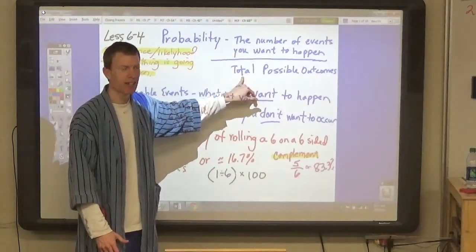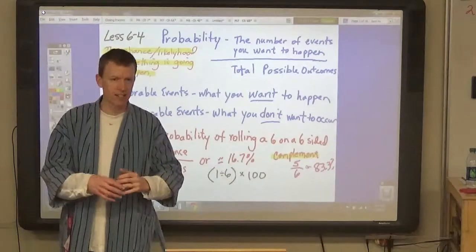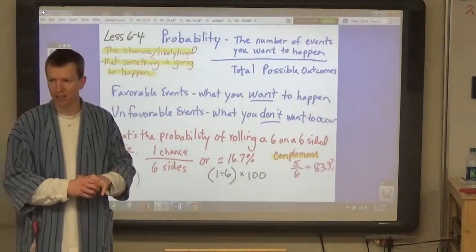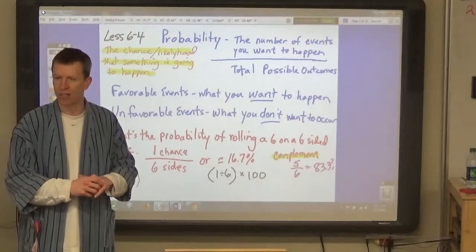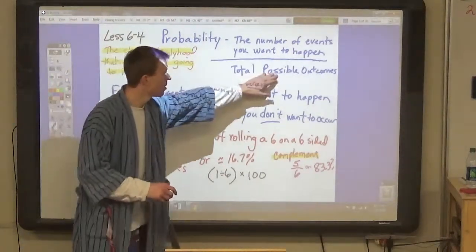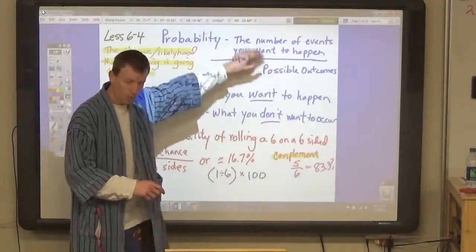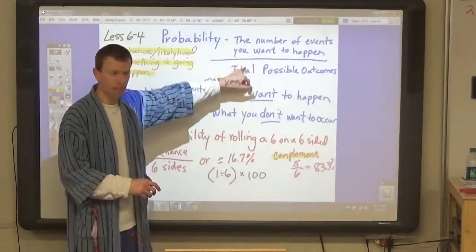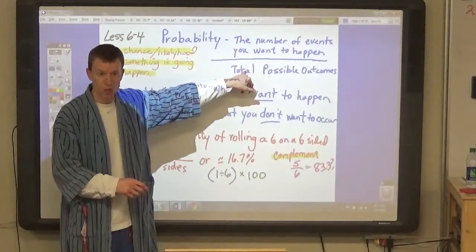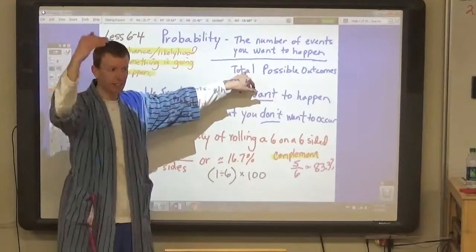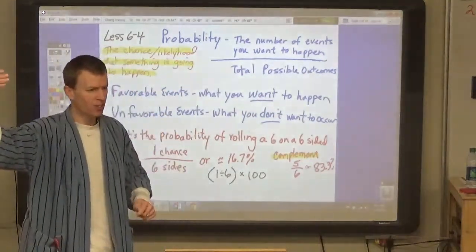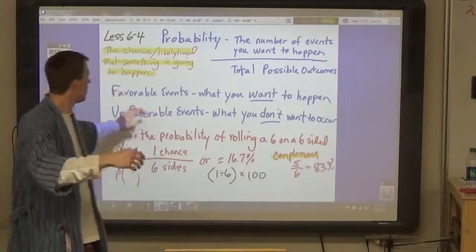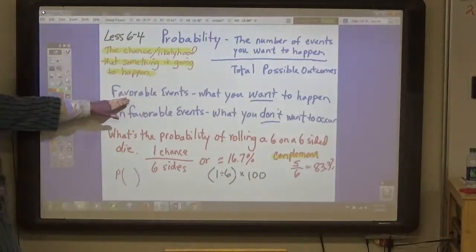Okay? Can you have a chance that's over 100%? No, you can't. You're always going to talk about the number out of the total, and it can't be bigger than the total. So 100% chance is the highest that it can be. It can't go over 100%, right? You understand that?